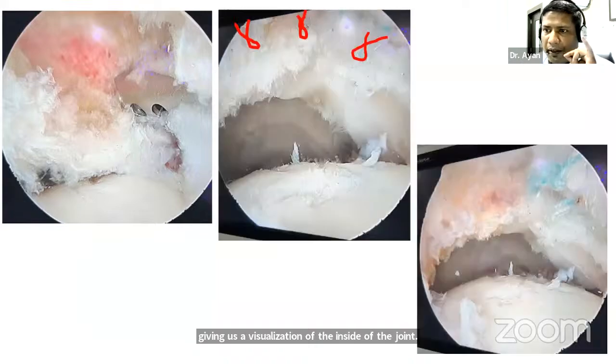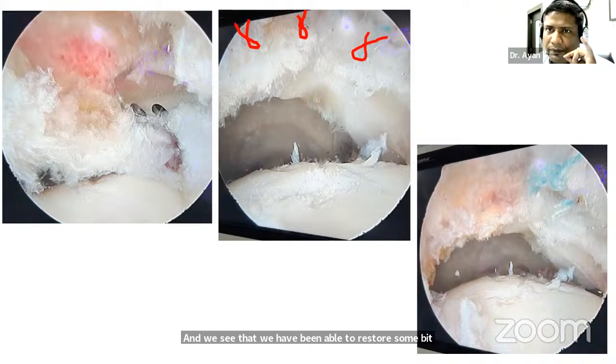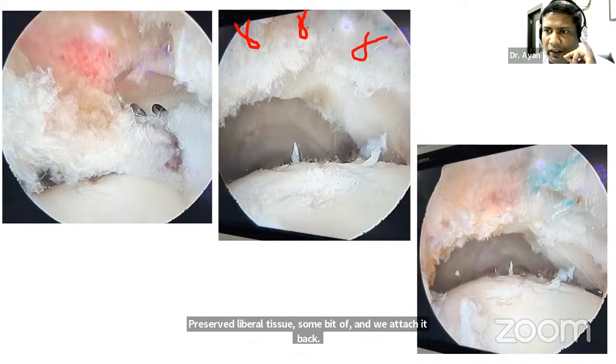And then after the repair, once we are able to put in 3 anchors and bring this labrum back on the rim, we get a pretty good visualization of the hip joint, and we see that we have been able to preserve some bit of labral tissue, and we attach it back. So these are the final images there.